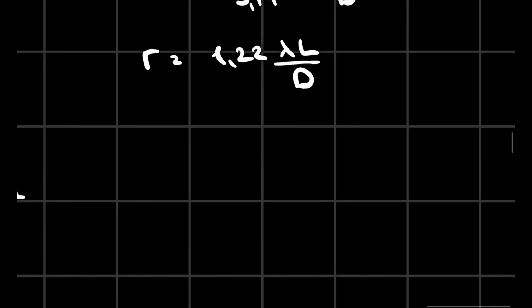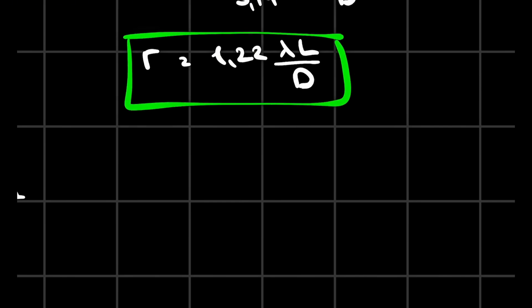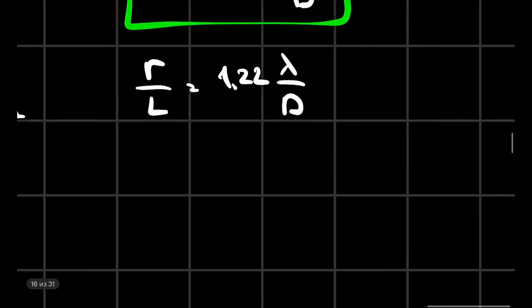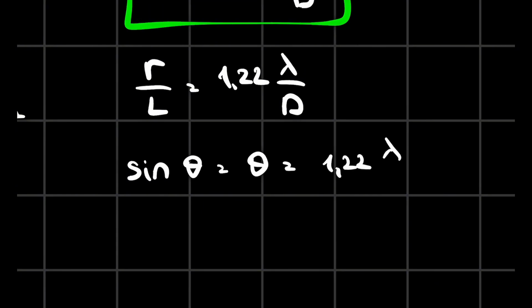And this is for R. Yeah, we just use it for our radius formula. Let me note it with green maybe. But if I bring back that L, then it would be R divided by L, 1.22 lambda divided by d. And R divided by L, you remember this thing? It would be sine theta, or just theta, equals 1.22 lambda divided by d. And that's how we get our formula.